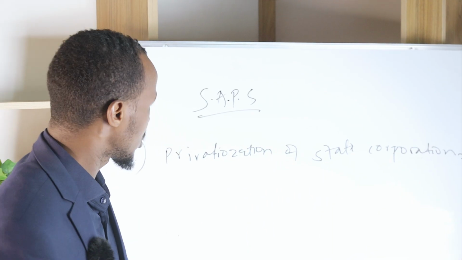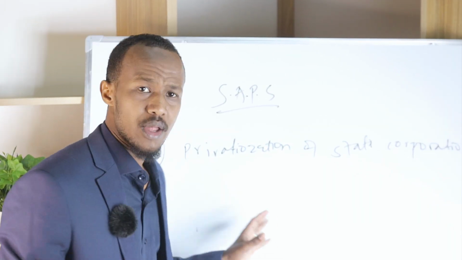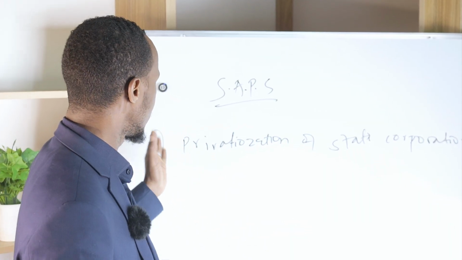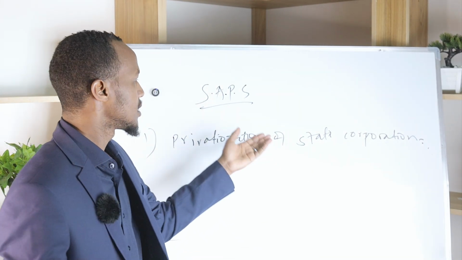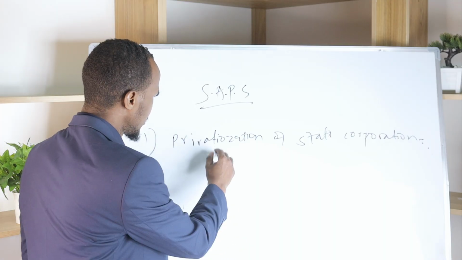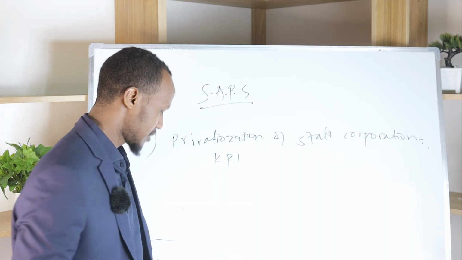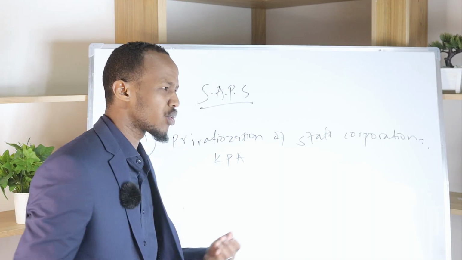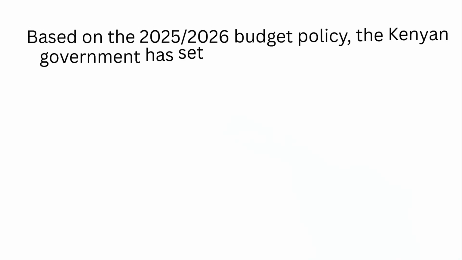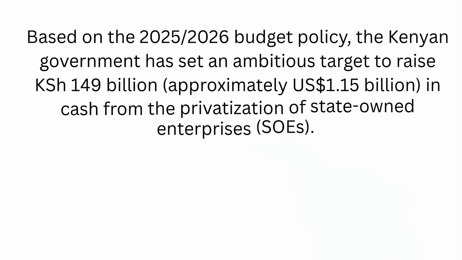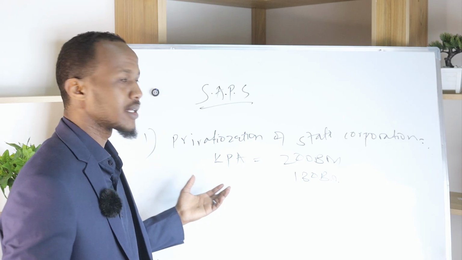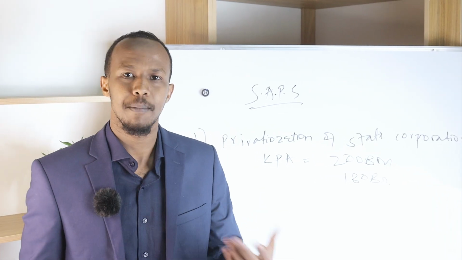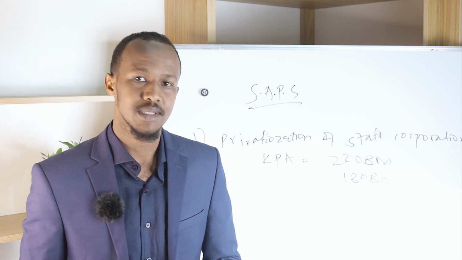Now there is dialogue on, actually there is no dialogue, they have already started the journey of privatizing these state corporations like KPA, that is Kenya Pipeline Authority, and they want to raise, I think, 200 billion. Is it 200 billion or 130 billion, something like that? So with privatization, all these state corporations will be privatized and they will no longer be a public asset. It won't belong to the government again.